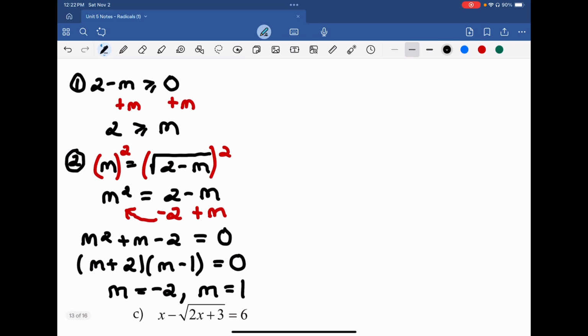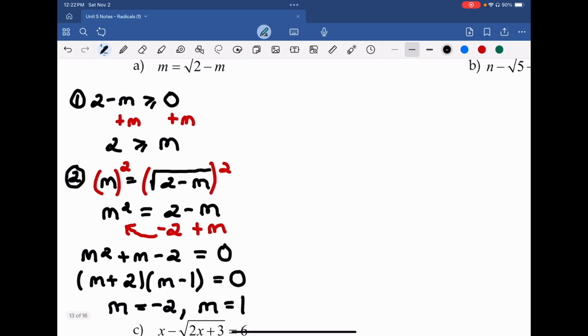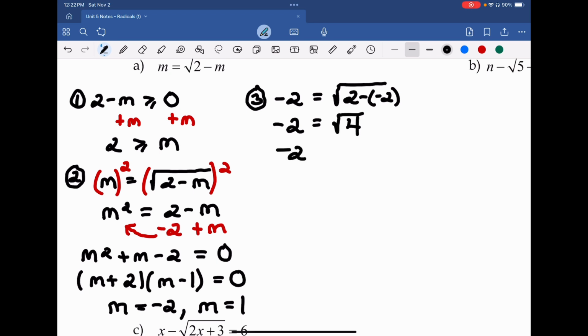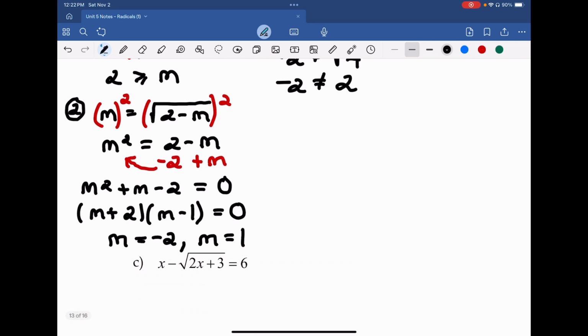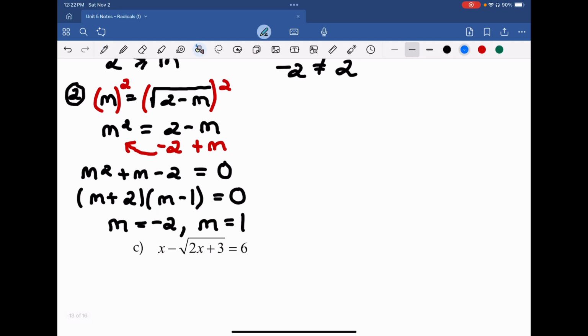Now, let's verify and see which solution works, or if both of them work, or if none of them work, we got to make sure. So I'm going to go back to the original and start off with negative 2. Negative 2 is equal to the square root of 2 minus the negative 2. Well, this is saying negative 2 is equal to the square root of positive 4, and the square root of positive 4 is 2. So this means negative 2 equals 2. This clearly is not equal. Therefore, when we go down to our solution, I want you to circle the m equals negative 2, put a line through it, and then just make sure you write ext or extraneous.